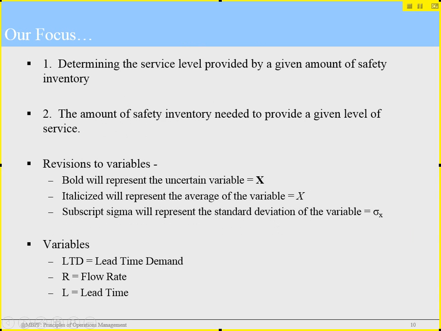So our focus is going to be on determining the service level provided by a given amount of safety inventory. Okay? So the amount of safety inventory needed to provide a given level of service. So we have some revisions to some of the variables that we use.